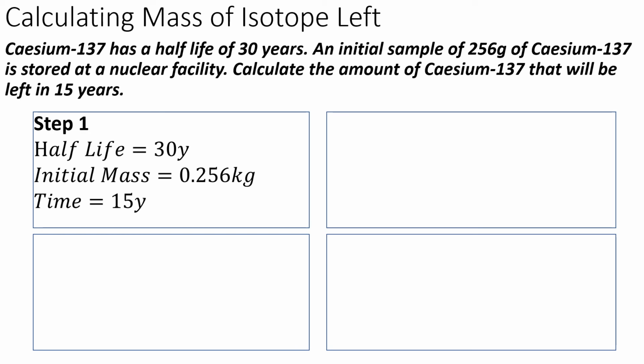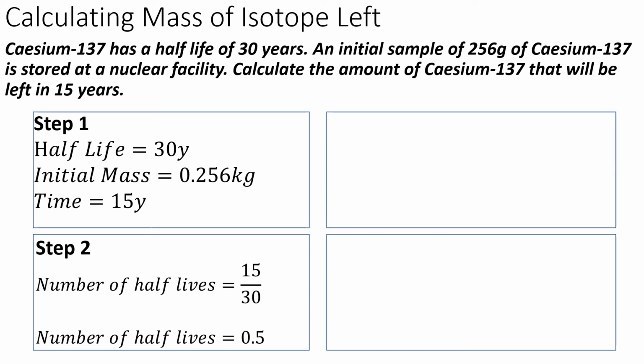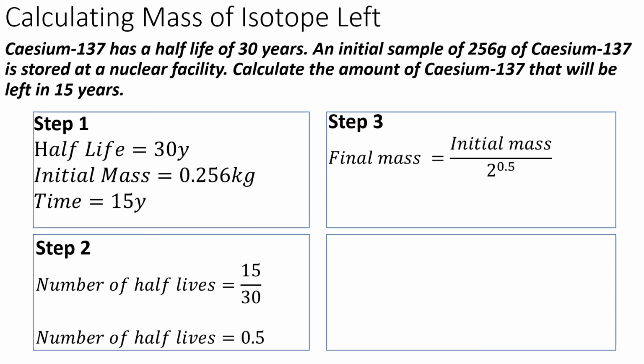So we haven't actually had an entire half-life. So the number of half-lives, 15 divided by 30, is 0.5. It's only been half of a half-life. So we cannot do the divide by 2 system. We have to use the equation this time.